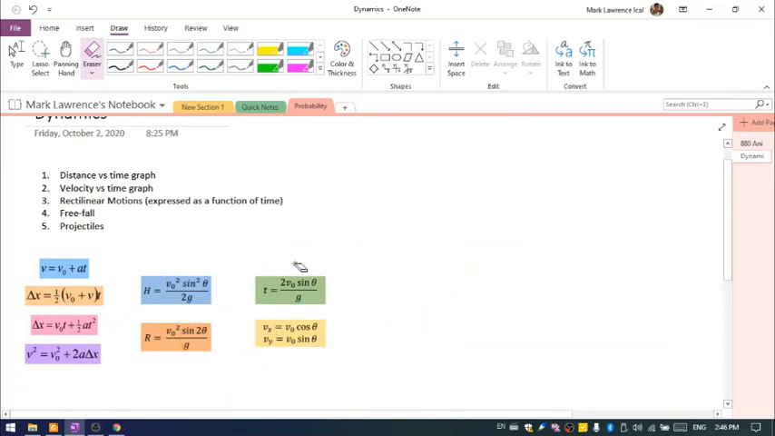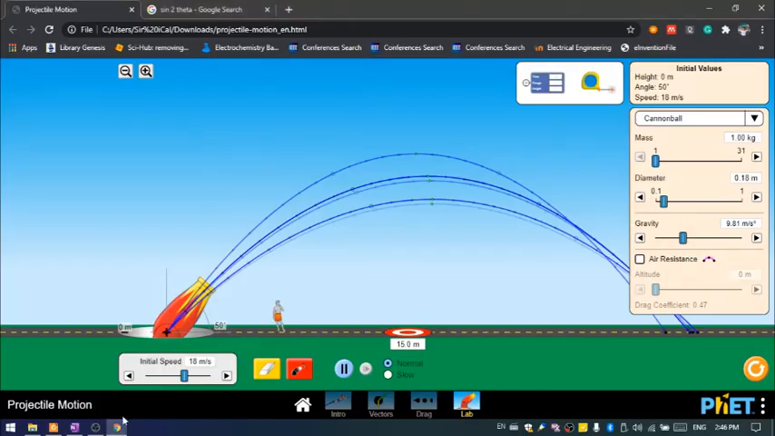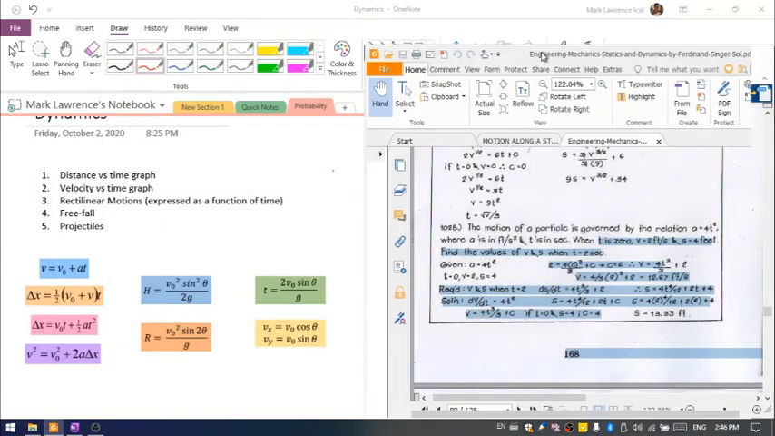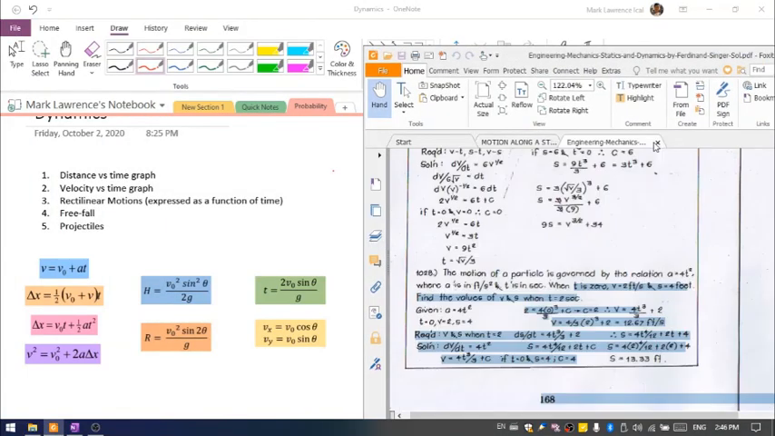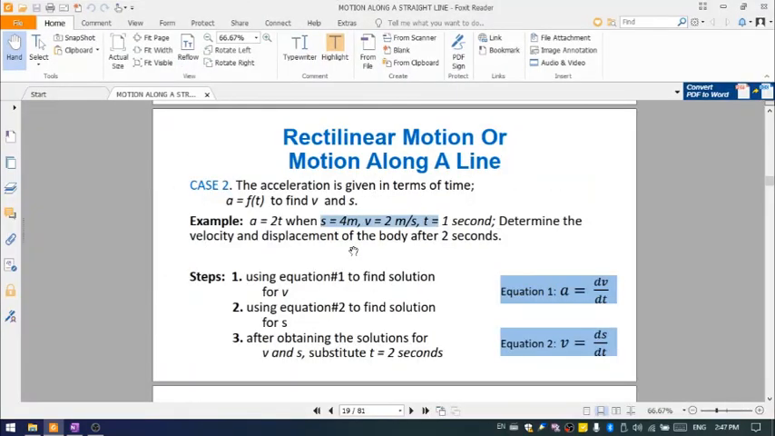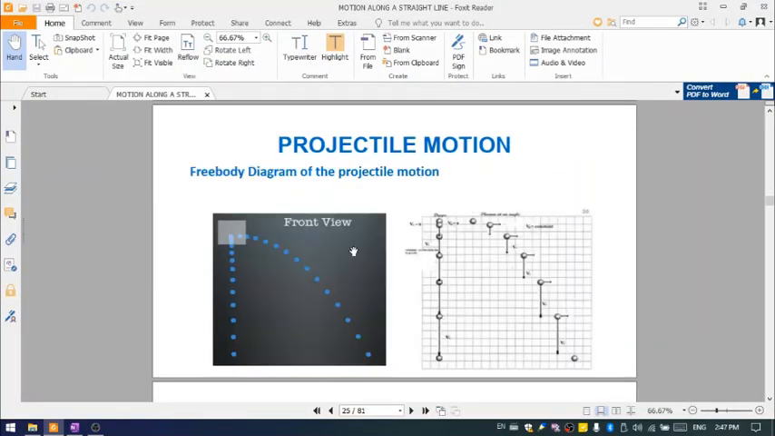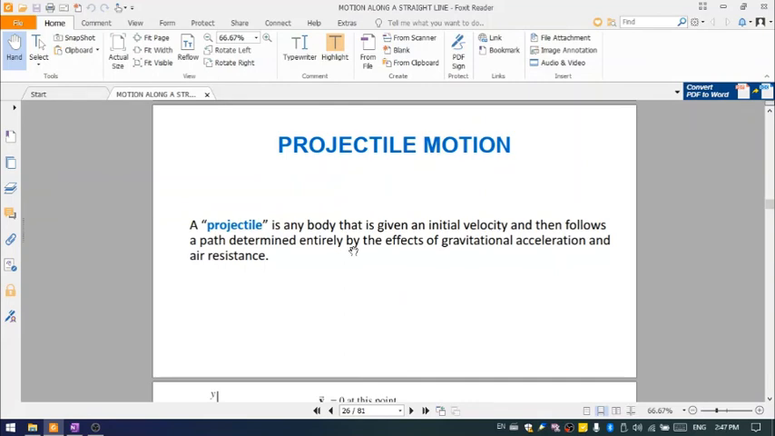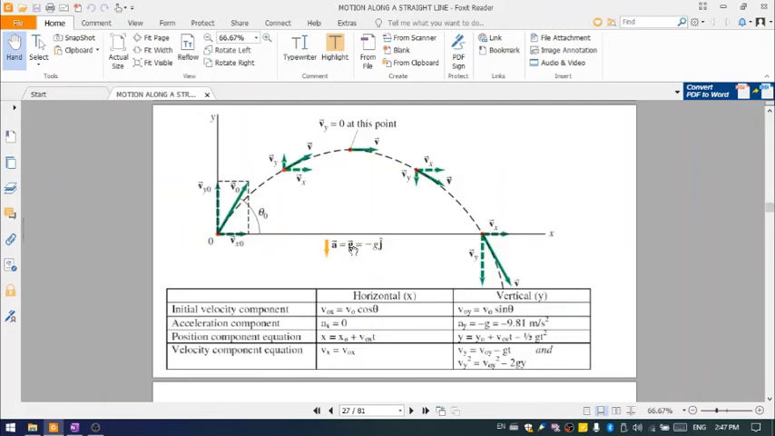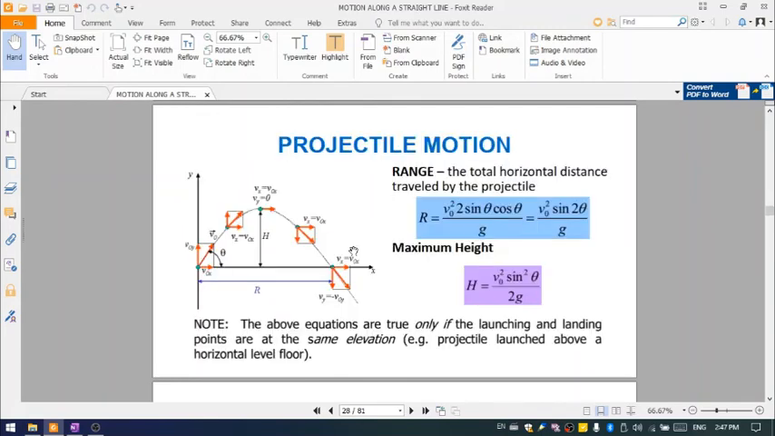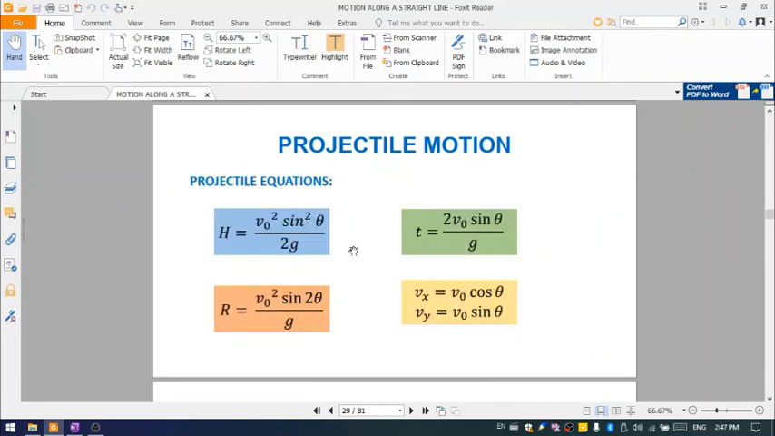Okay, anyways, let's try to use an example. Example number 1. So projectiles. A projectile is any body that, given an initial velocity, follows a path determined entirely by the effects of gravitational acceleration and air resistance. Okay, so these are the formulas. So projectile motion range. Okay, let's try this one.